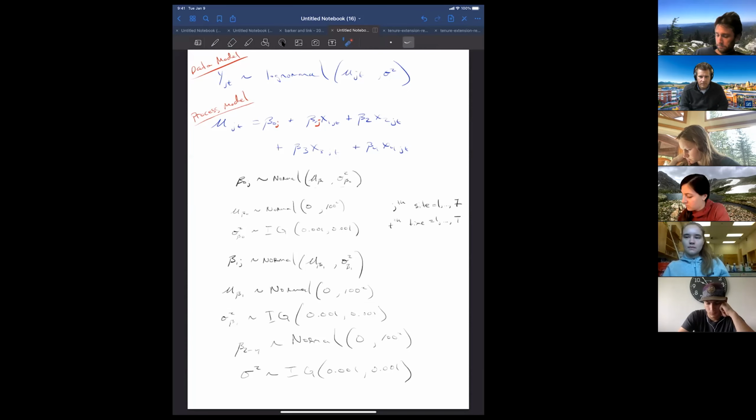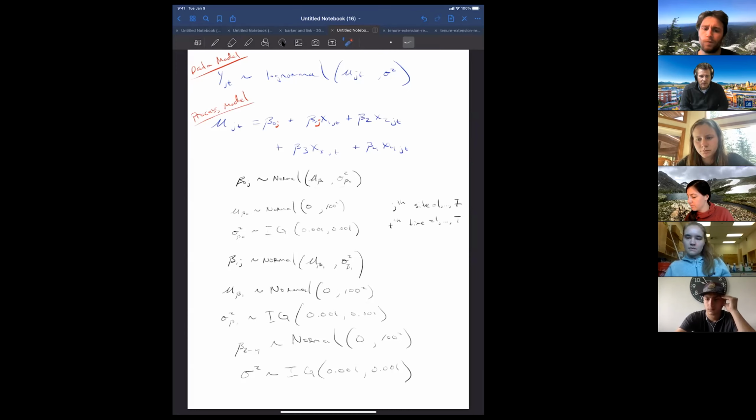Okay. So now we have our model statement. What's the next step? I guess simulate data. We could simulate data from this as soon as we get the model statement down.